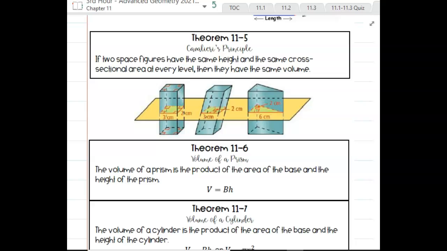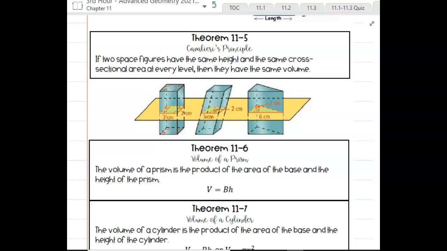For volume, it turns out that this cool guy, Cavalieri, discovered that if you have these two space figures that are the same height, and you look at their cross sections, remember it's like you're just slicing them, and if the area of every single cross section is the same, they're going to have the same volume. Now, it doesn't mean that their cross sections are the same, because if you look at the cross section of the right prism, it's a rectangle, a 3 by 2 rectangle.